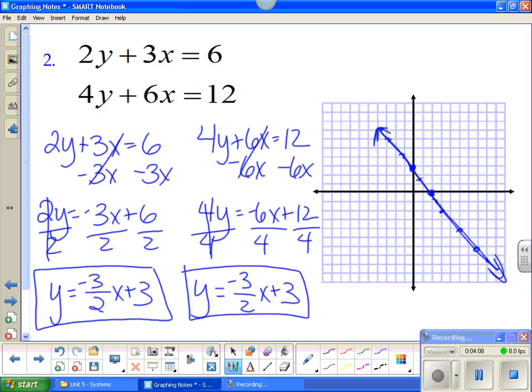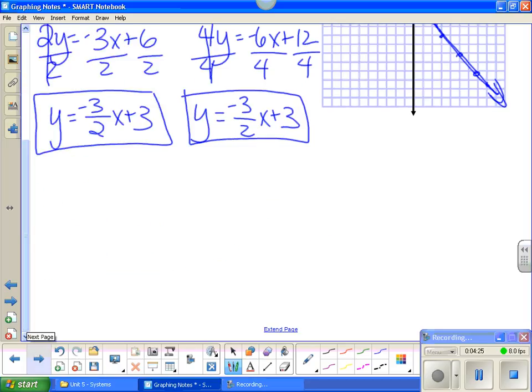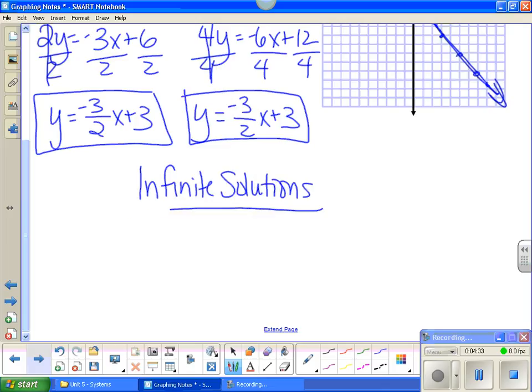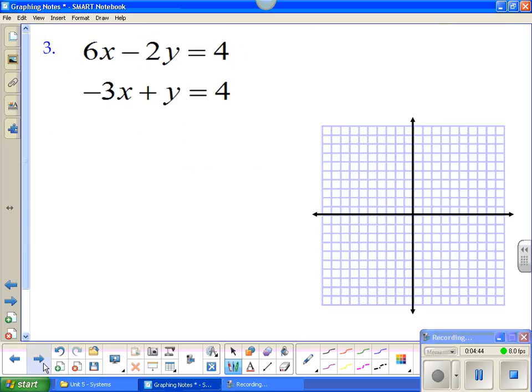Now, it's not all real numbers, because it's not that every point is a solution. This point over here is not a solution to these lines. But all of these points that are on this line are solutions to this system. So I can't just write one answer here. The answer is infinite solutions, because there are literally an infinite number of specific points that both these lines go through. So when you solve for y and you see that they are the same line, your answer is going to be infinite solutions.